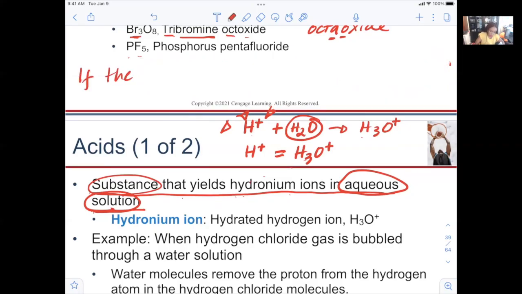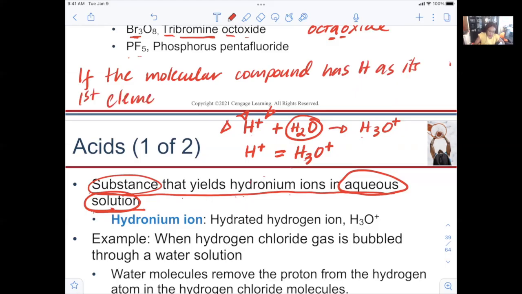If the molecular compound has H as its first element, it is an acid. Of course the caveat here is as long as it's not water, because H2O is water, then that compound is an acid.